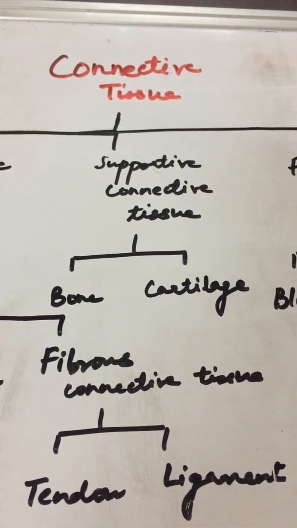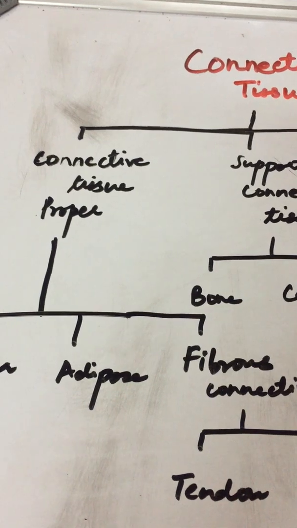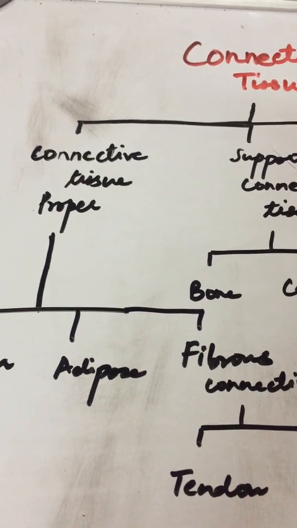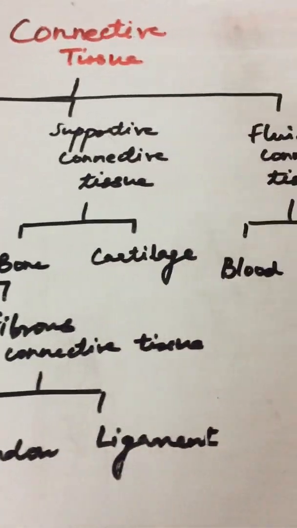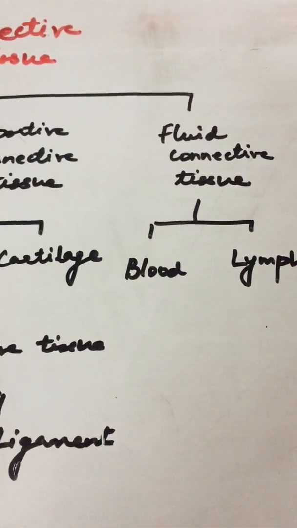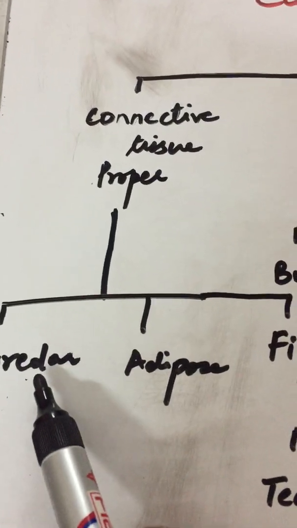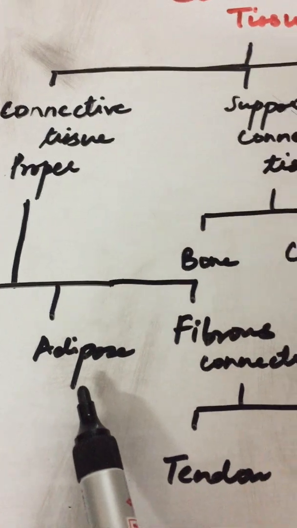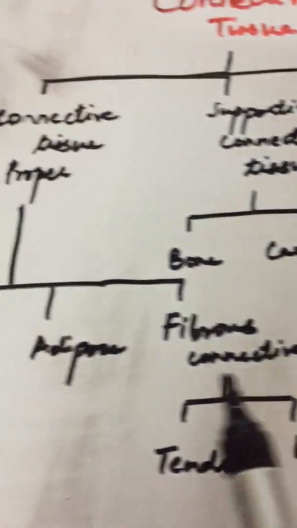Today let's study about connective tissue. Connective tissue is further divided into three categories: connective tissue proper, supportive connective tissue, and fluid connective tissue. Connective tissue proper is further divided into areolar tissue, adipose tissue, and fibrous connective tissue.